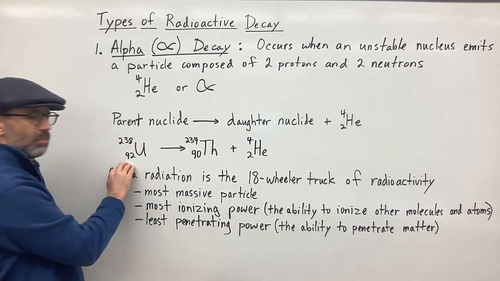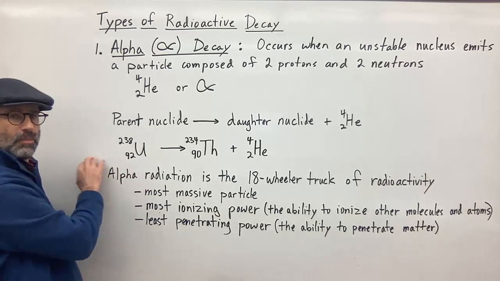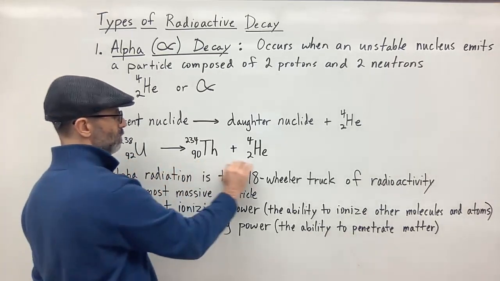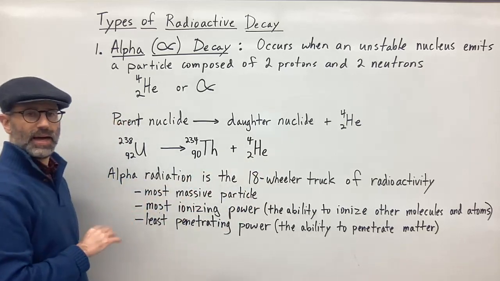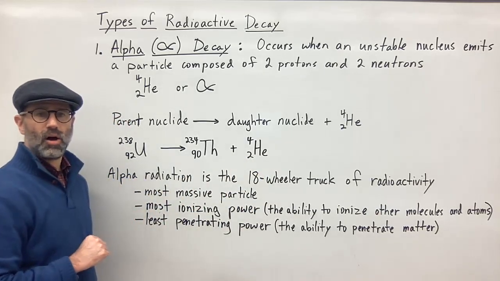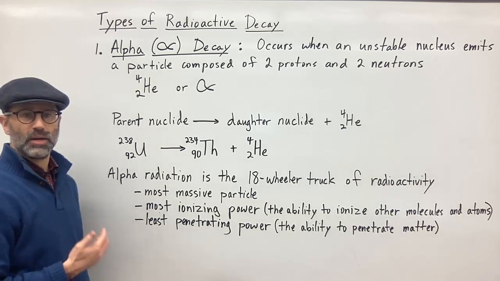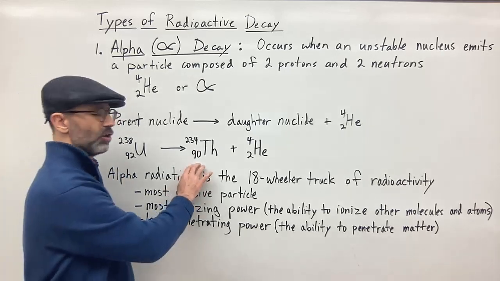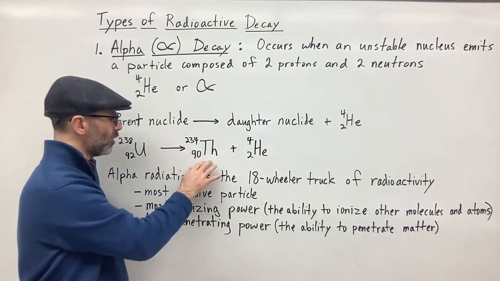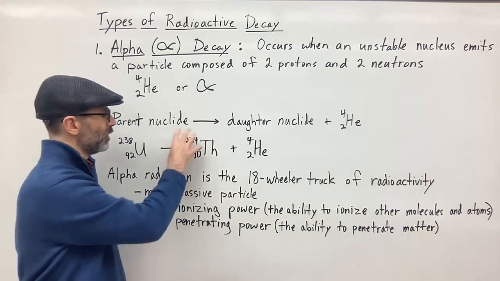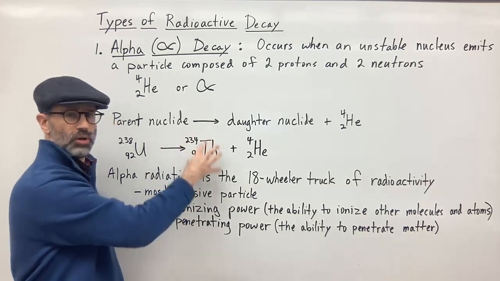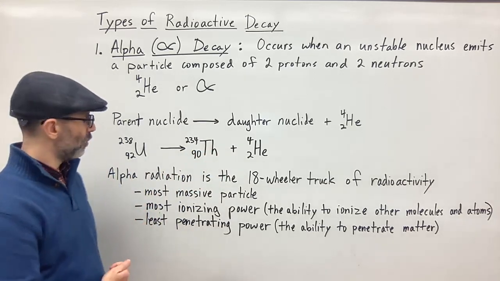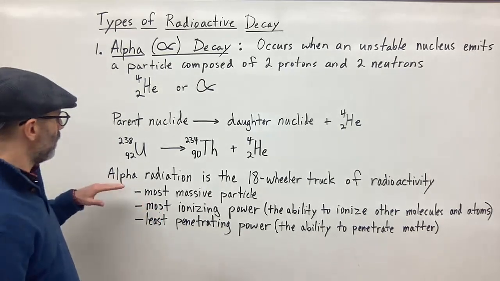And then the atomic numbers, all of the atomic numbers on both sides. The sum of the atomic numbers on one side must equal the sum of the atomic numbers on the other side. That holds true for all nuclear equations when you are trying to balance them. And so this also helps you figure out what your daughter isotope is going to be. So you can predict what your daughter isotope is going to be if you know what kind of decay it's going to undergo. Okay, so what about alpha radiation?